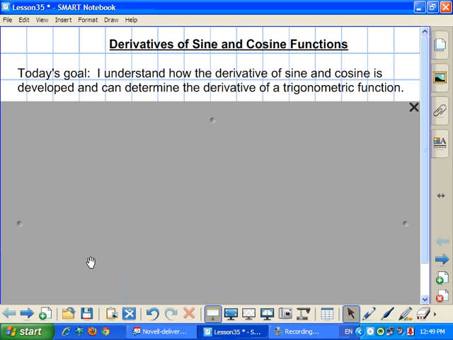Hello and welcome to Lesson 35, Derivatives of Sine and Cosine Functions. So we've gone through all the rules. Now it's time to move into different types of functions. We've been dealing with polynomial and rational functions, and we still have a couple other types of functions we need to look at.